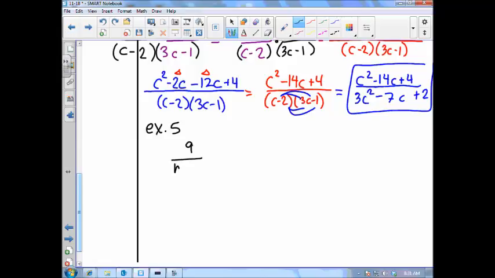9 over m plus 2 plus 8 over m minus 7. 9 divided by m plus 2 plus 8 divided by m minus 7. Alright, once you have that written down, I'd like you to turn to your neighbor and discuss how could you get those denominators to be common. Turn to your neighbor and discuss how can we get those denominators to be common.